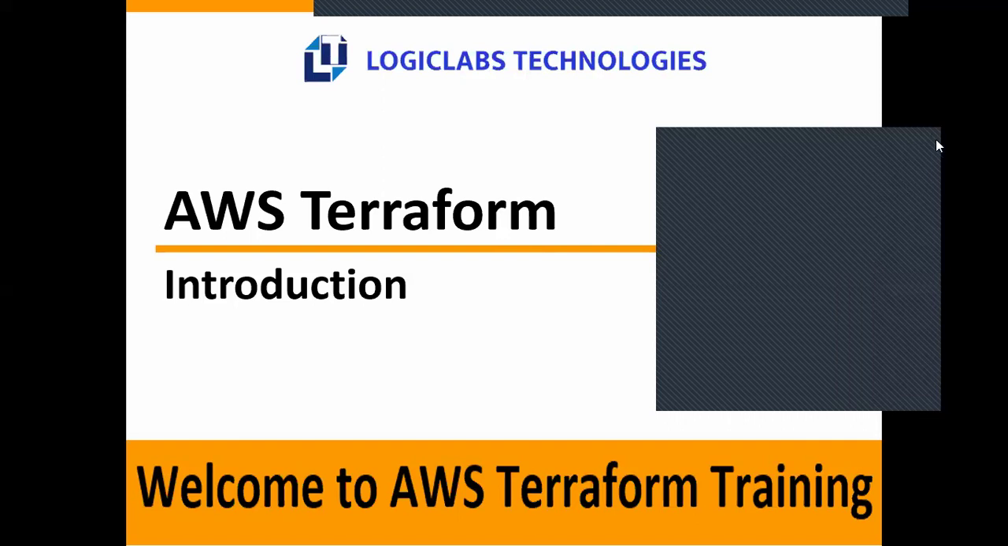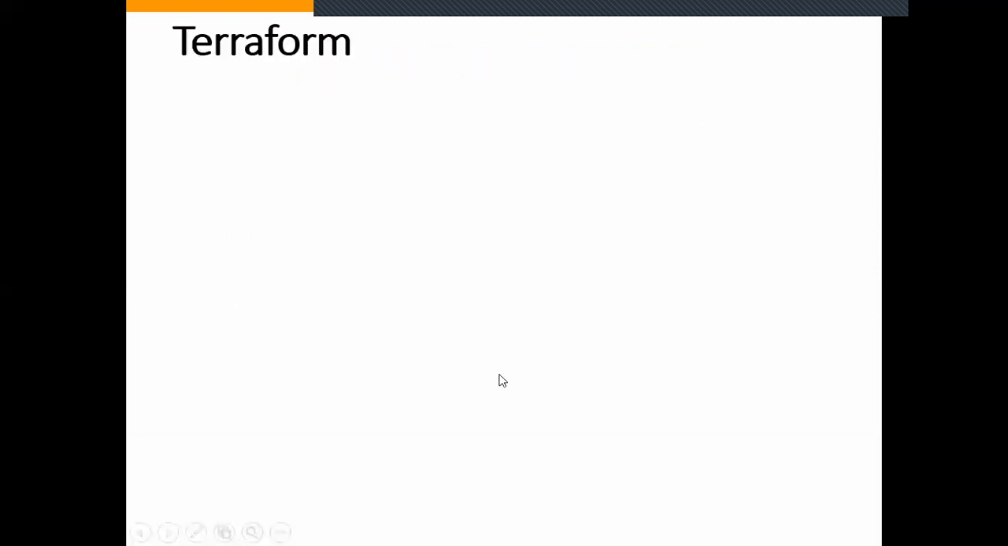Now, with the help of Terraform, we can create our resources. Resources mean services. If we talk about AWS, we have EC2, EFS, and S3. These are services, and we need to create their resources. Like I want to create one EC2, it means I'm going to create that specific resource. To create that particular resource, we can use Terraform.